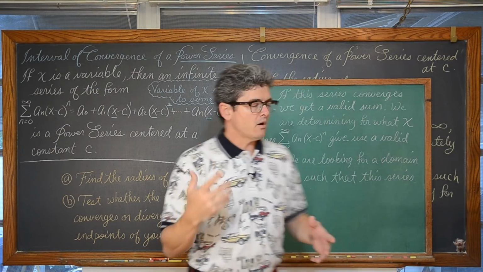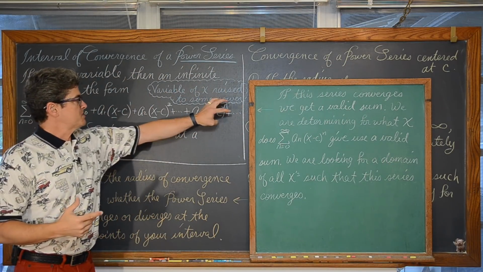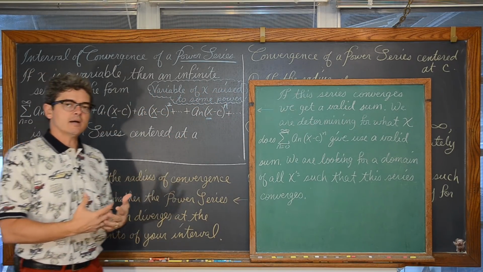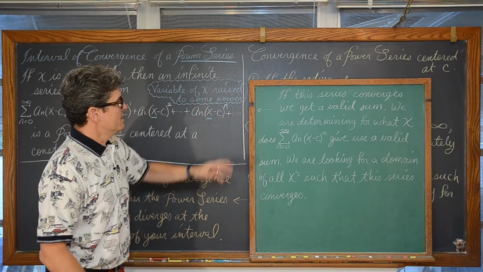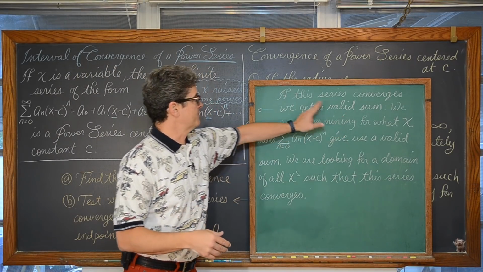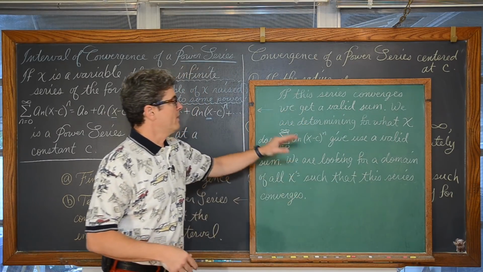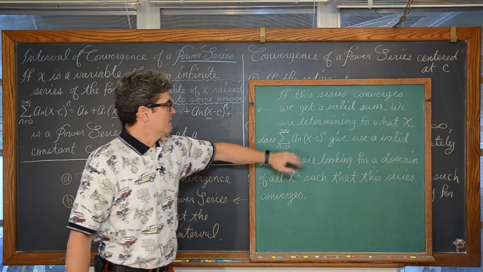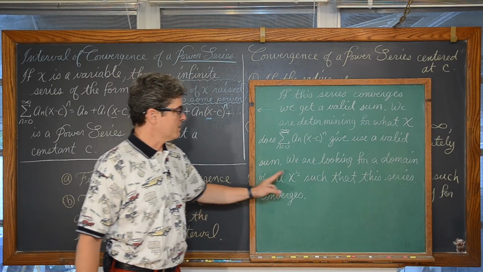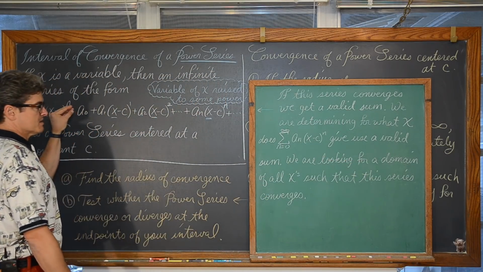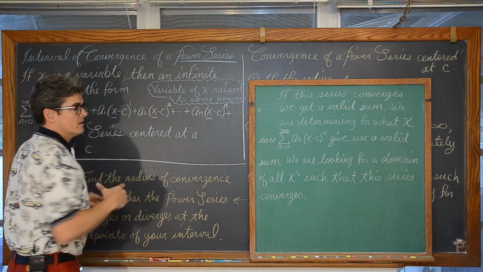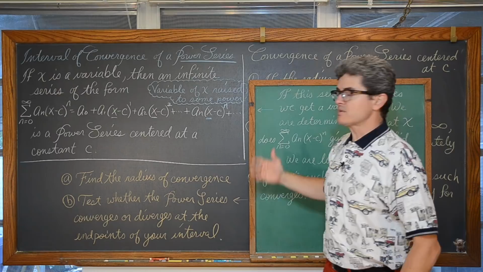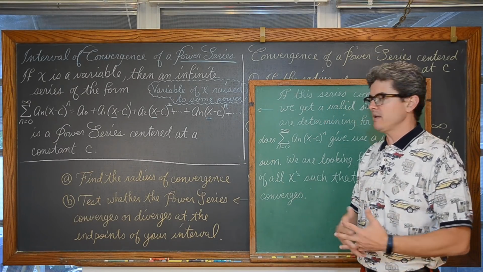Oh, and by the way, when you see an expanded series like this, if you have a variable x raised to some power, that's when you can identify that it is a power series. If this series converges, we get a valid sum. We are determining for what values of x that summation gives us a valid sum. We are looking for the domain of all x's such that this series converges. If it converges, we get a valid sum, we're good to go. If it diverges, then our sum would be something like infinity or undefined.